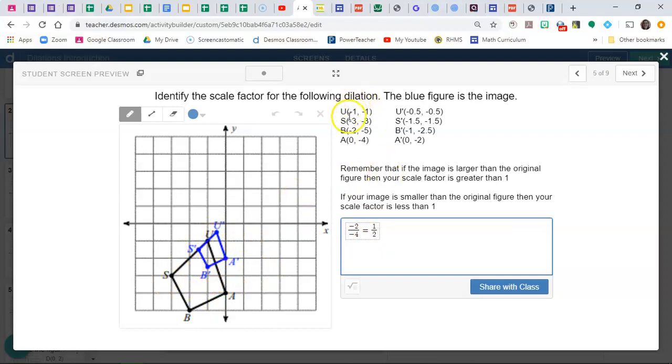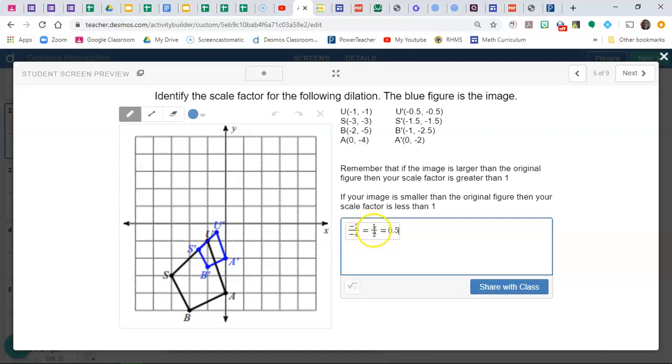And we could even check it. If I take negative 1 and multiply it by a half, I get negative 0.5. If I take half of negative 3, I get negative 1.5. If I take half of negative 2, I get negative 1. Half of negative 5 is negative 2.5. And same thing for a, half of that would be 0, negative 2. It's always good to make sure that what you get actually works for all of these points. You could also have put this as a decimal, just so you could see it that way.